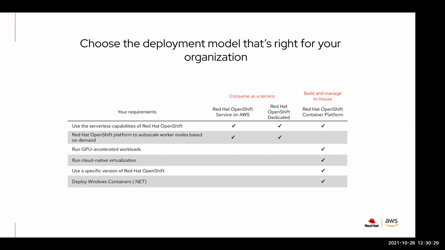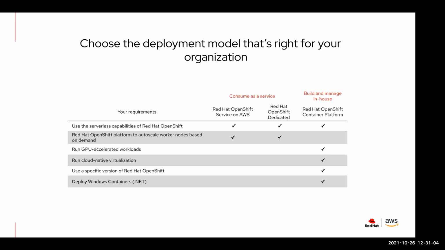So this kind of builds on what those previous slides were saying, right? If you take a look at these, based on the deployment model that's right for your organization, maybe you are looking to take advantage of serverless capabilities of Red Hat OpenShift. Well, guess what? All three of these deployment methods would provide that elasticity and ability for you. But as you start to look at cloud native virtualization or deploying Windows containers, or maybe you want to use a very specific version of OpenShift, based on what your needs are, you may want to build and manage in-house.